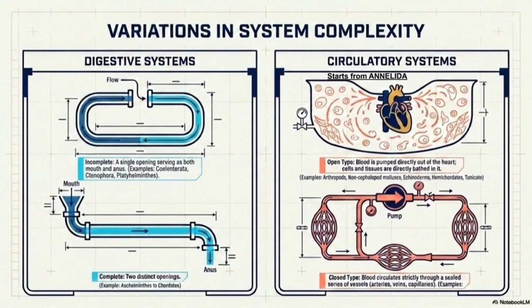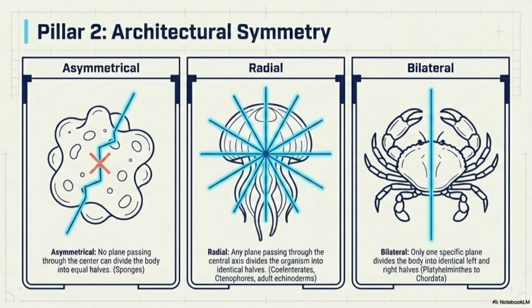Variations in system complexity are visible in digestive systems, which can be incomplete with one opening or complete with 2 distinct openings. Circulatory systems start from Annelida and can be open or closed, with blood circulating through sealed vessels in closed systems. Pillar 2, architectural symmetry, defines how an animal's body can be divided.